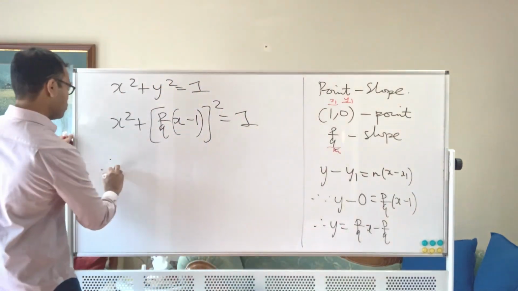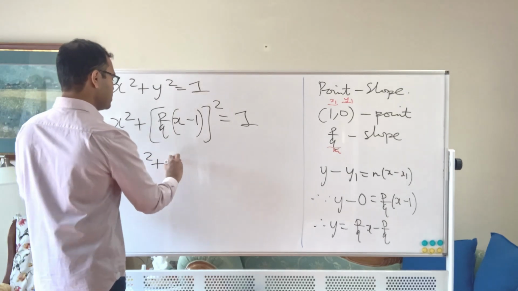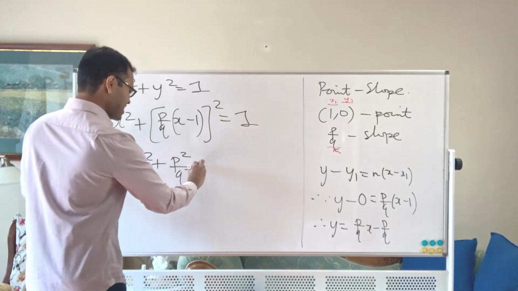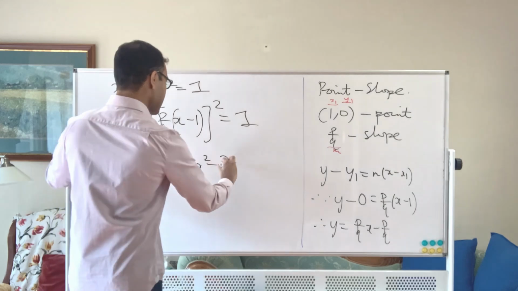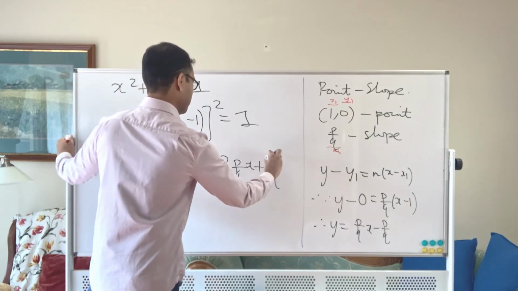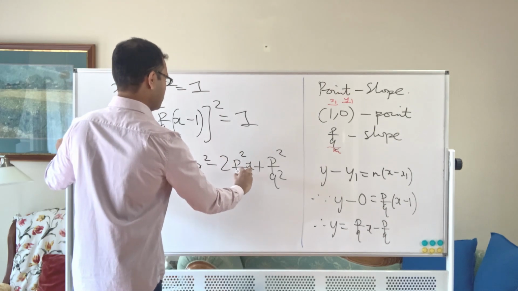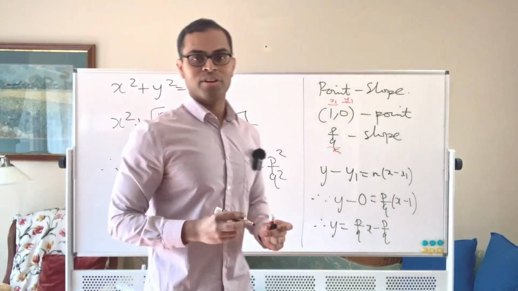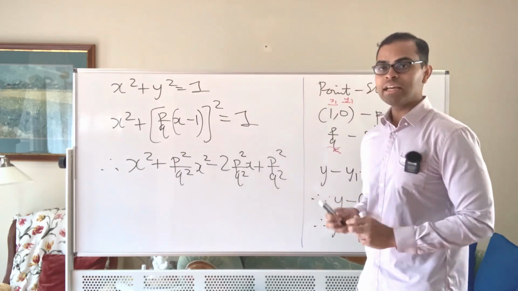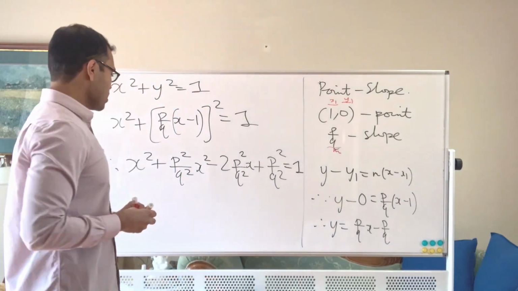So I'm going to just go through these steps quickly. Solving for x, we're going to get x squared plus p squared over q squared times x squared, minus 2p squared over q squared times x, plus p squared over q squared. Just making sure I get that right. So we've got that, and that's going to equal 1. That's going to be the equation we're going to solve for x.